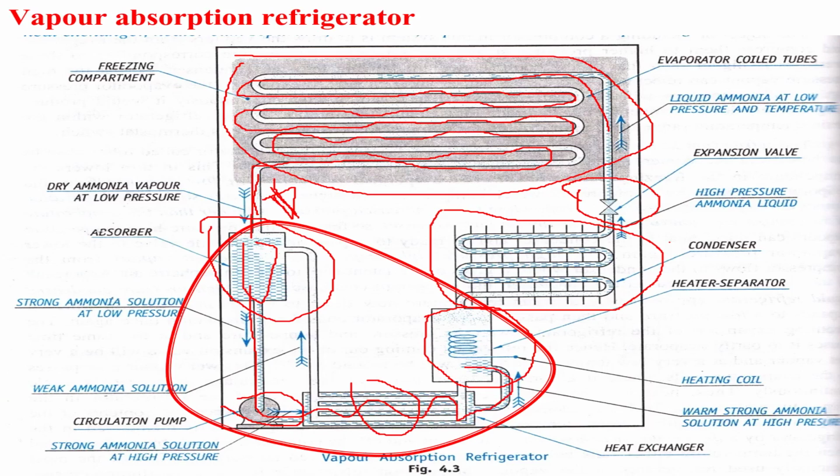So the solution is taken into the separator. The solution contains brine and ammonia. Here this solution is heated by using a heating source, maybe an electrical heater or any other source of heat. If steam is available, then they use the steam or any other heating source. So heating of the solution is done.